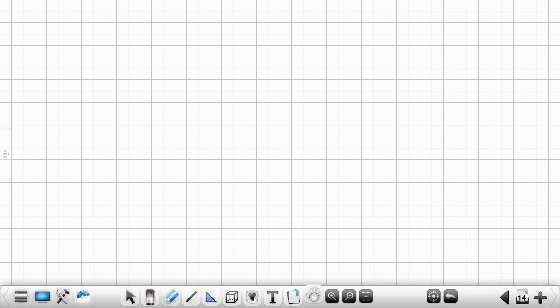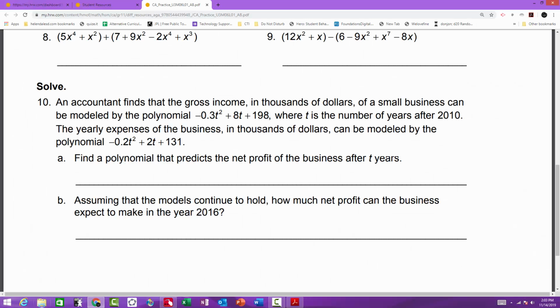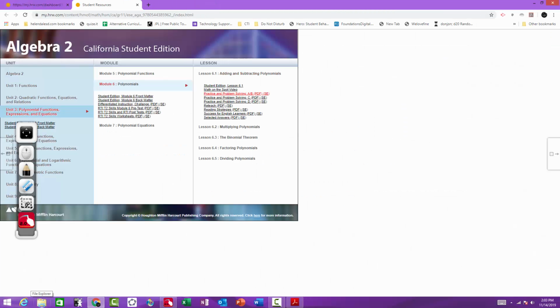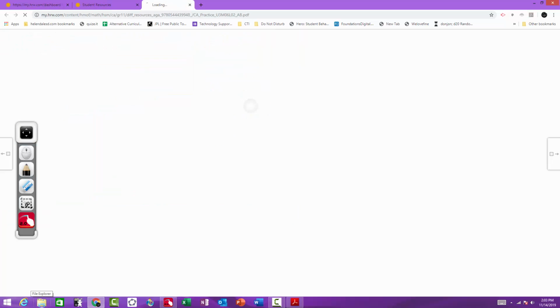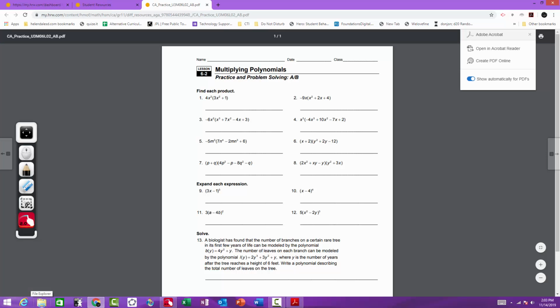Okay, 6-2 is multiplying, not even dividing. 6-2 is multiplying polynomials. All we know is coefficients multiply, and if I multiply variables with the same base, what do I do with the exponents? Anybody recall? You add them. Yes, you are correct. That's it. Watch out for sign changes, combine like terms, and we're done. So we're jumping straight into 6-2 workbook questions.